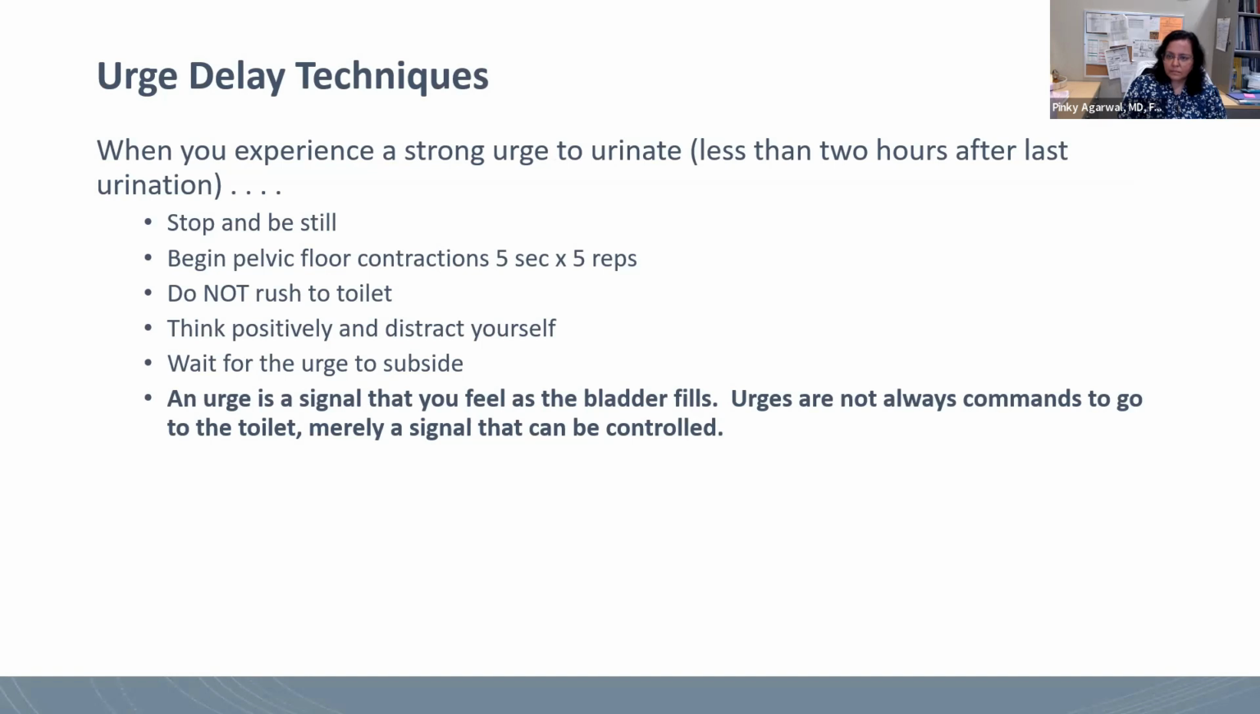Pelvic floor contractions, or Kegels, as we'll discuss later, are useful in sending a calming signal to the bladder that can often quiet the strong sense of urgency that you're experiencing. It is also important.